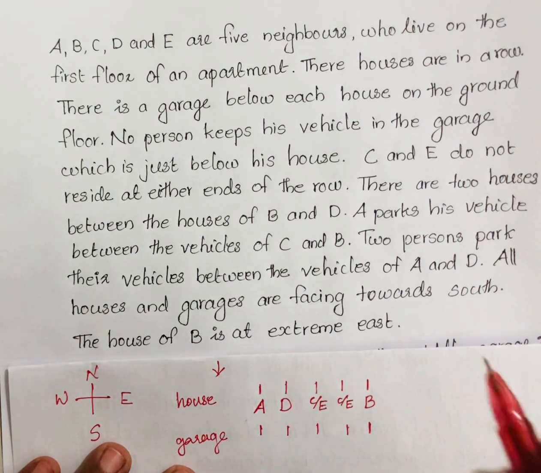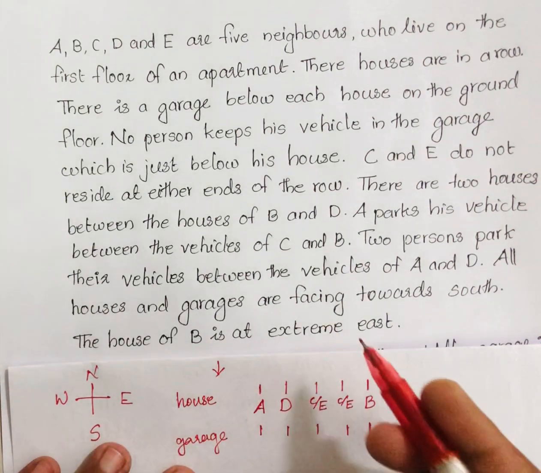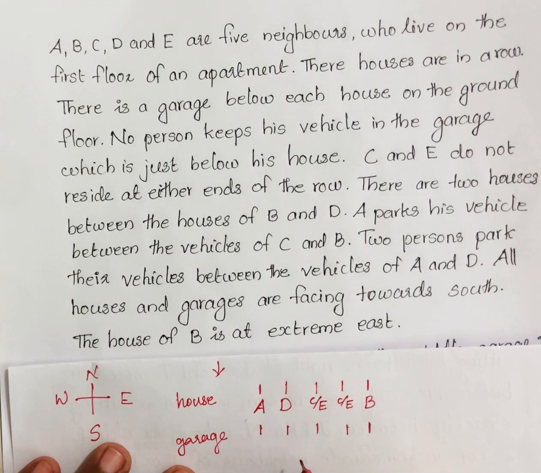That is clear. Then A parks vehicle between C and B. A is between C and B means A is here, this one can be C and this one can be B, because no one is parking their vehicle below his house. So another possibility, A can be here, B can be here and C can be here. This place cannot be C because it is not sure about C or E. And another possibility for garage is A is here, this is B and this is C. These are the possibilities.